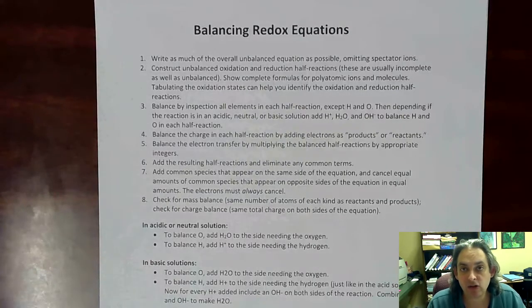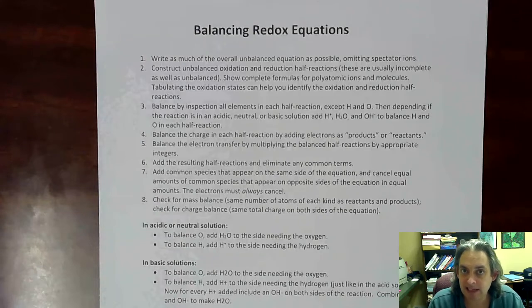How do we distinguish acidic, neutral, and basic reactions when we're balancing? If it's an acidic or neutral solution, you're going to first balance the oxygens by adding water to the side needing the oxygen, and then you're going to balance the hydrogen by adding H+ to the side needing the hydrogen. If it's a basic solution, you're going to follow the same steps that you did in the acidic solution, except you have to remember that a basic solution should not have any H+. There should only be OH-.